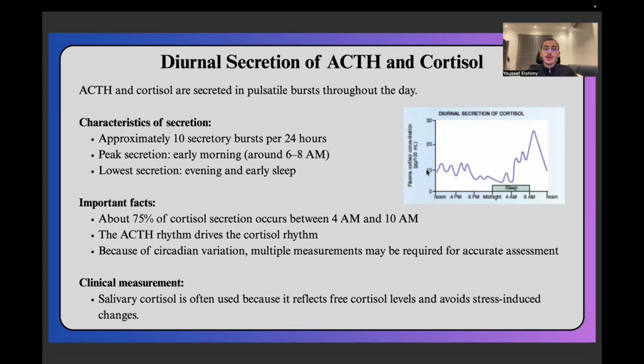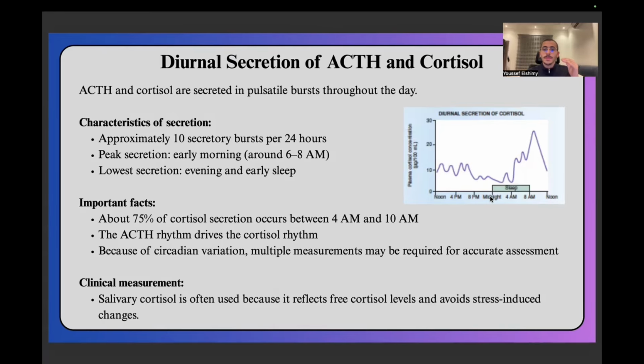Okay, let's talk about the diurnal secretion of ACTH and cortisol. We said that hormones are produced on demand. So whenever you need them, you produce them. ACTH and cortisol are secreted in pulsatile bursts throughout the day. They are not continuously secreted. Approximately, they are secreted 10 times throughout the day. And the peak secretion, the level at which cortisol is highest, is in early morning, the moment you wake up, around 6 to 8 a.m.